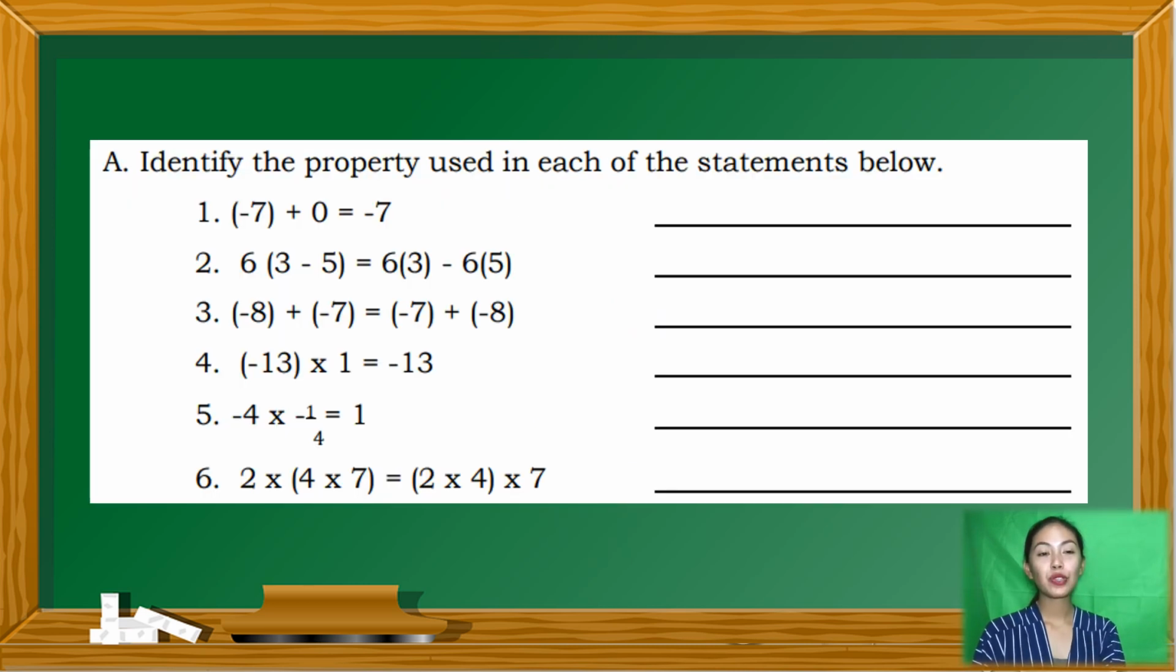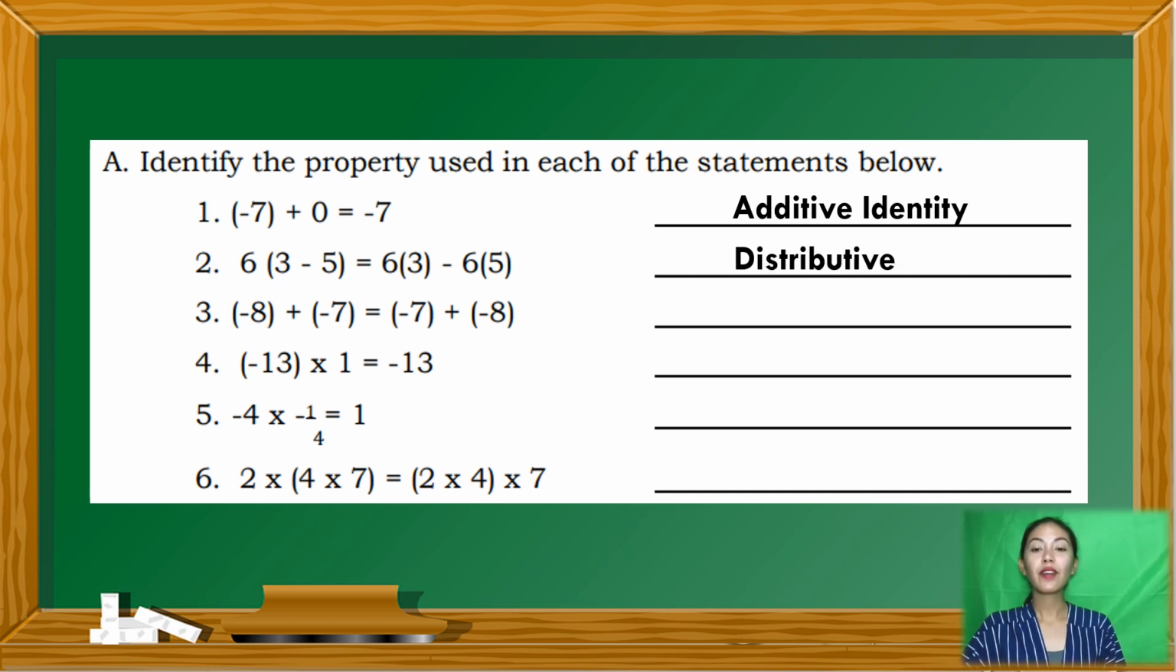Okay, so now we will have these exercises. You will identify the property used in each of the statements below. There are 6 statements. Number 1, negative 7 plus 0 is equal to negative 7. What is this property? Okay, number 1 is additive identity. Next, number 2. 6 times the quantity 3 minus 5 is equal to 6 times 3 minus 6 times 5. What is this property? This is distributive property.